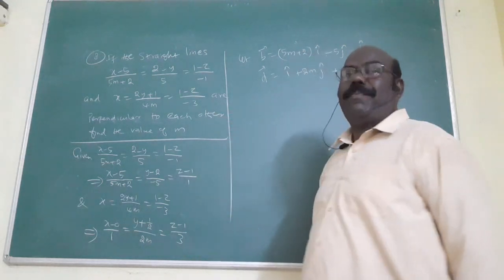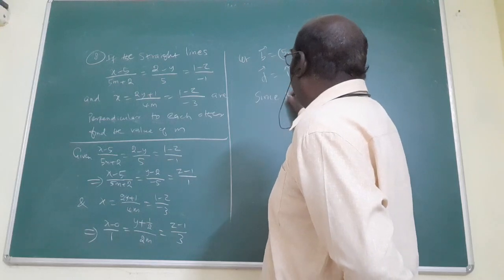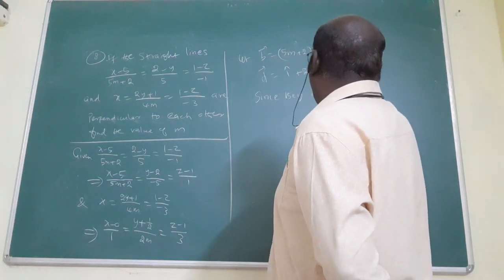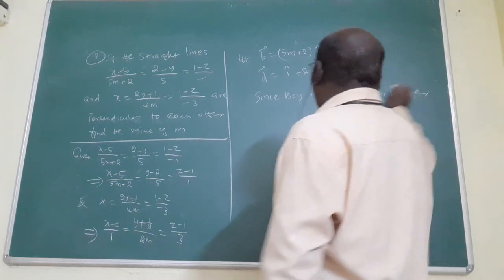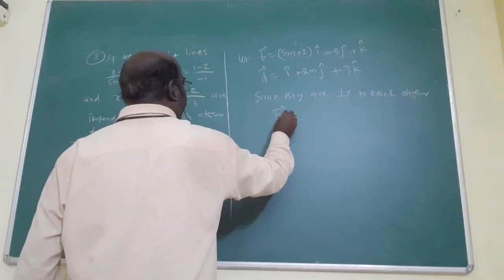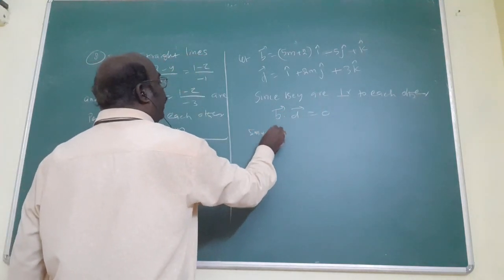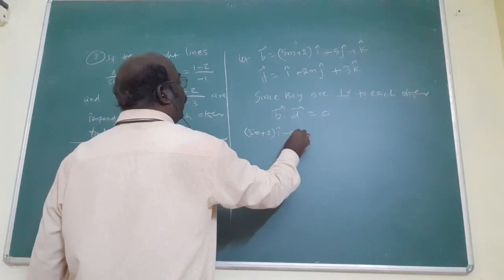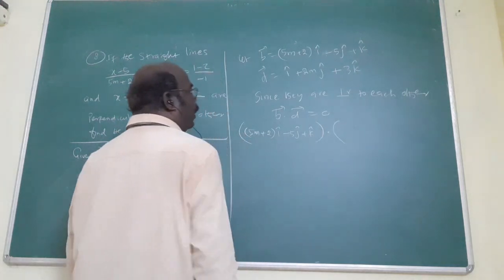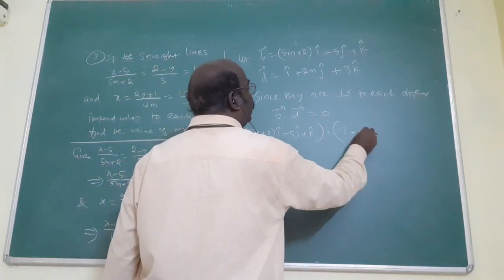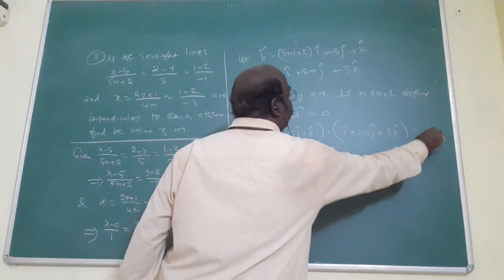Now what is given? Perpendicular to each other. Since they are perpendicular to each other, that means what? The dot product will become 0. Now the dot product is what? (5m plus 2) i cap minus 5 j cap plus k cap, dot, next is i cap plus 2m j cap plus 3 k cap, equal to 0.